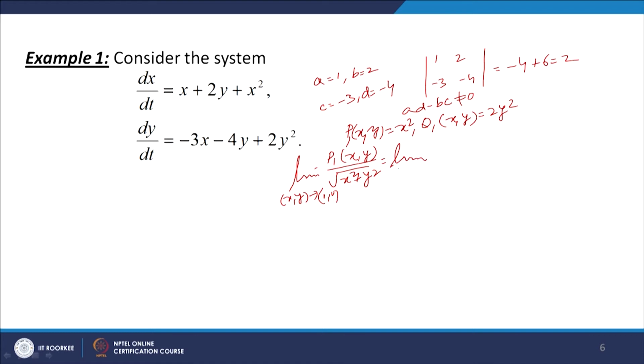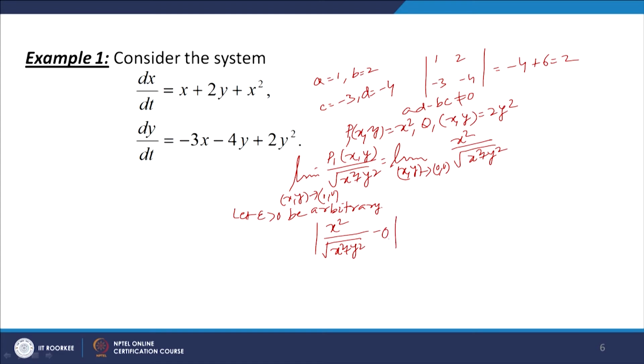So, this is the limit as (x, y) tends to (0, 0) of x square over under root x square plus y square. We know that in order to find this limit, we go by the epsilon delta definition. So, in order to show that this limit is 0, let us begin with an epsilon which is a positive number. So, let epsilon greater than 0 be arbitrary. Then we have to find a delta greater than 0 such that mod of x square over under root x square plus y square minus 0 can be made less than epsilon whenever under root x square plus y square is greater than 0 but less than delta.